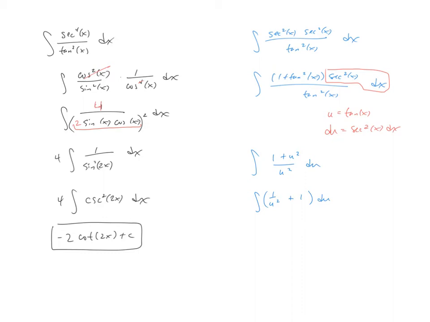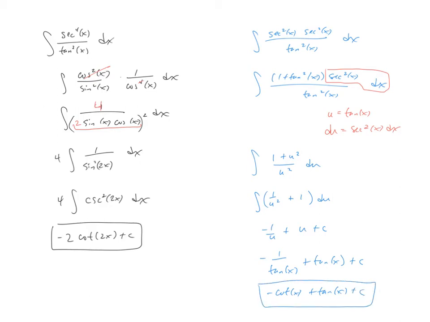We'll add 1 and divide all the way through. So that's going to be negative 1 over u plus u plus c. And finally, we'll get negative 1 over tangent of x plus tangent of x plus c, which is negative cotangent of x plus tangent of x plus c.